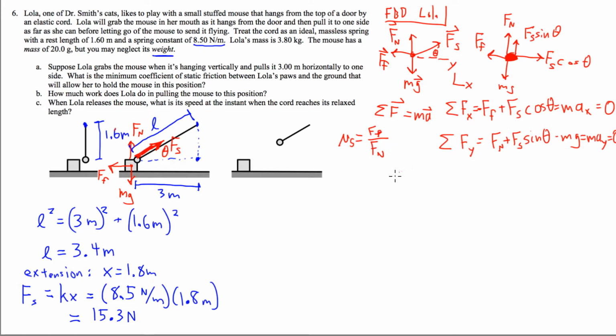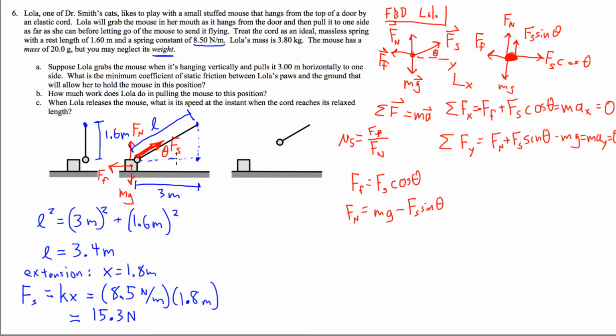Very easily, we can take our x equation, and because these two terms sum to 0, the friction force is just equal to the spring force times the cosine of theta. And the normal force is equal to the weight of Lola minus Fs sine theta. Now this is a handy place to plug in cosine and sine of theta. Recall this angle is theta.